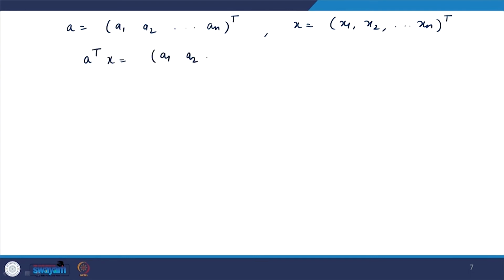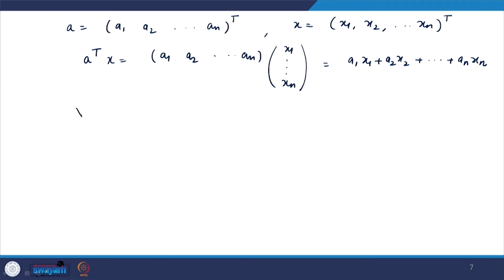So, let us discuss how we can obtain this. First is A transpose x. A is a fixed vector which is A1, A2 up to An, this transpose, and x is basically x1, x2 up to xn, this transpose. So, what is A transpose x? It is A1, A2 up to An times x1 up to xn. So, this is simply this row, this column, which is A1 x1 plus A2 x2 plus and so on An xn.